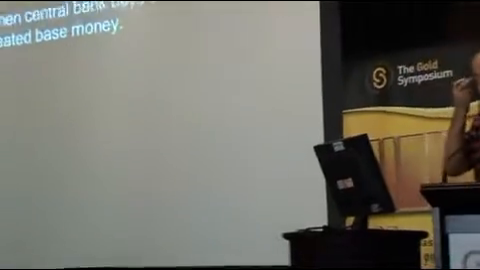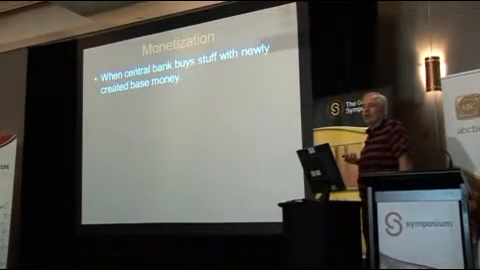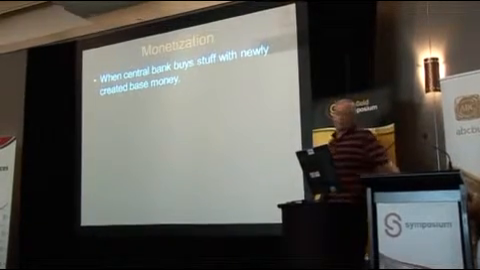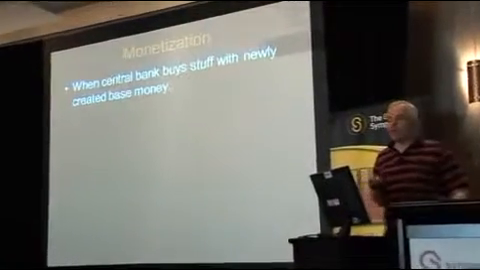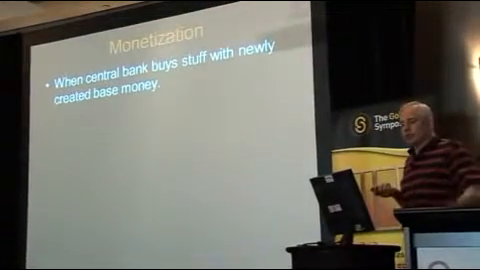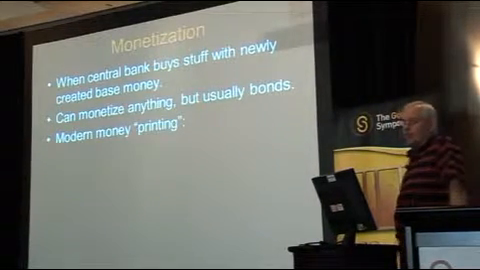One other topic I want to cover quickly. What is monetisation? It's a word you hear increasingly nowadays, because a lot of it's going on. That's when the central bank buys stuff with newly created base money. Most central banks are only allowed to create base money in order to buy something, and it usually has to be AAA rated, but that can be waived for GFC or something like that comes along. You can monetise anything, but it's usually bonds.